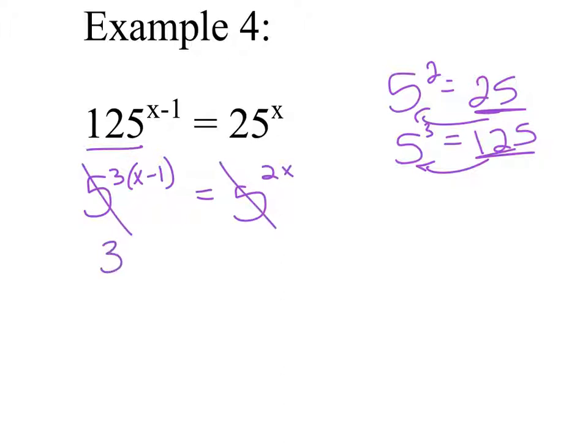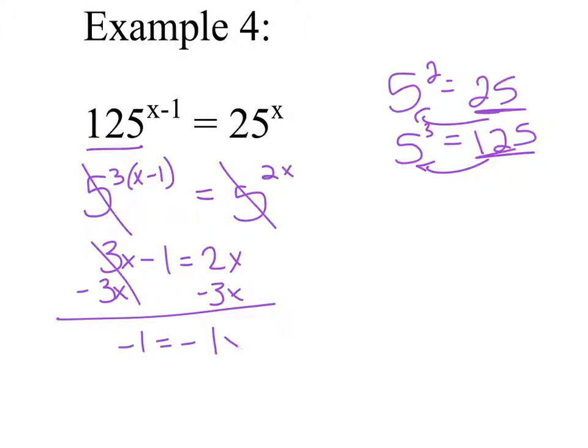The bases now get dropped. 3x minus 1 equals 2x, and you solve. Negative 1x, so divide by negative 1. Oh, sorry, that should have been a 3. So divide by negative 1, and you should get positive 3. So remember that what I just forgot right there was when you distribute that negative through, this should make this a 3. Okay, so x is 3.